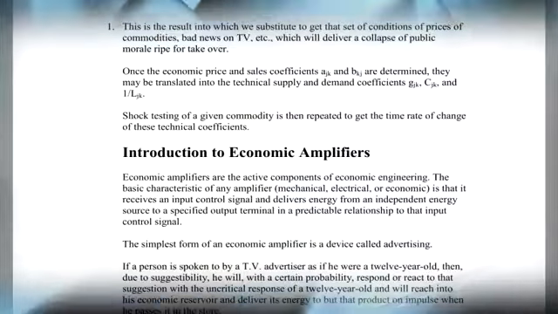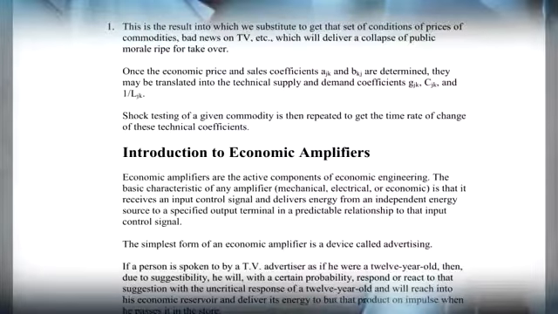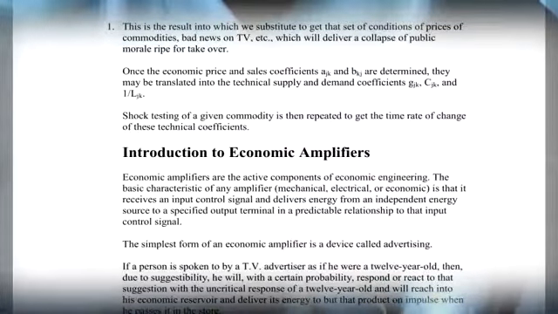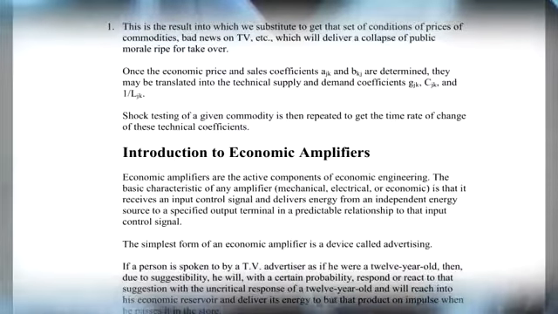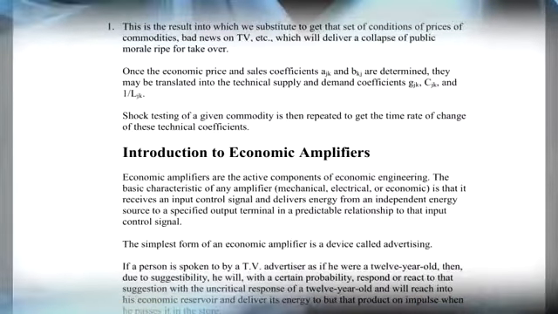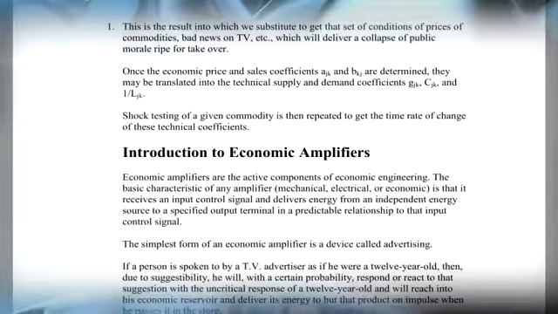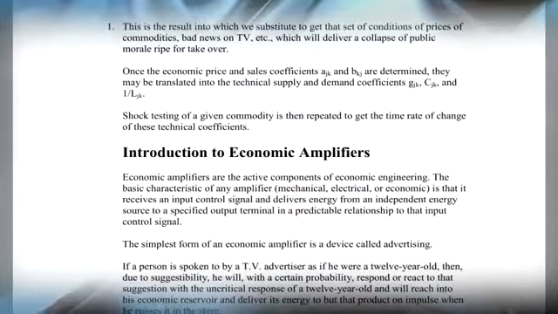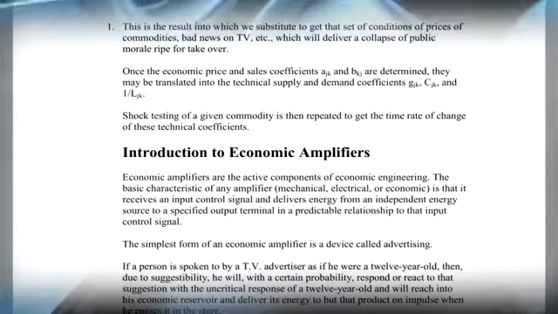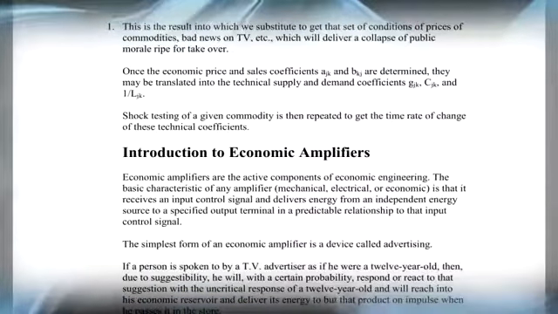And this is the result into which we substitute to get that set of conditions of prices of commodities, bad news on TV, etc., which will deliver a collapse of public morale ripe for takeover. Once the economic price and sales coefficients are determined, they may be translated into technical supply and demand coefficients. Shock testing of a given commodity is then repeated to get the time rate of change of these technical coefficients.